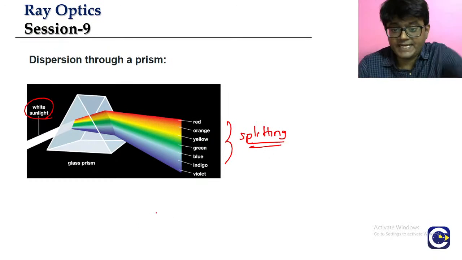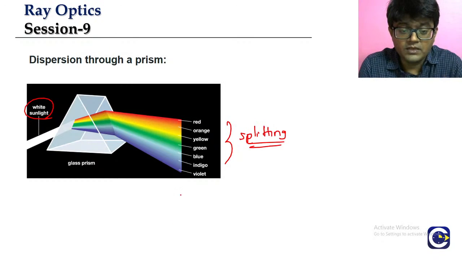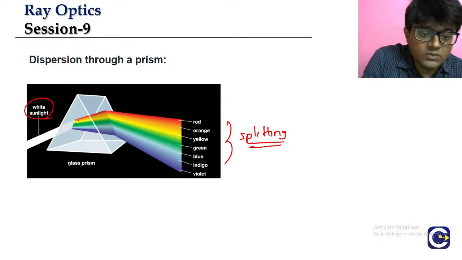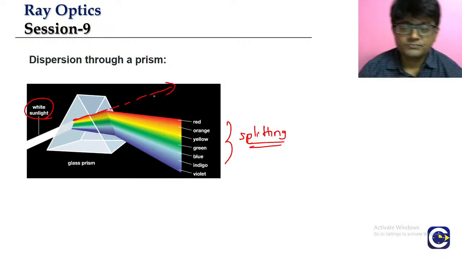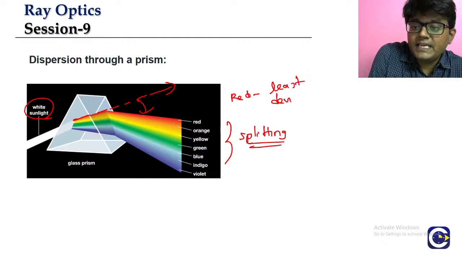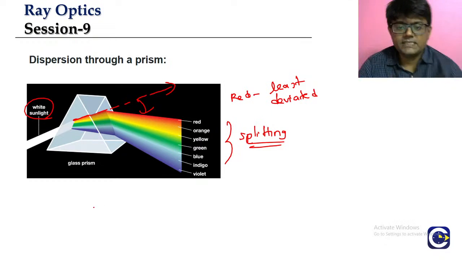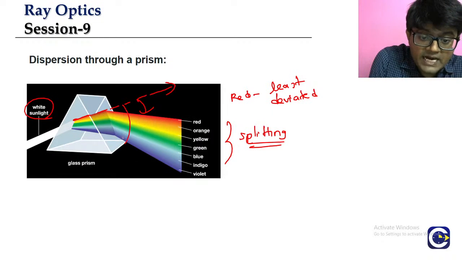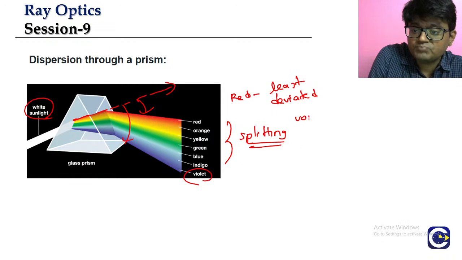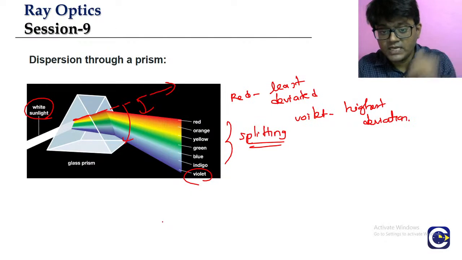And when you carefully observe it, in NEET kind of examinations we can expect these kinds of reasoning questions. How is the splitting happening? This is the original path. From the original path, if you observe, red is the least deviated. That is the original path, and from there, red is the least deviated. Which one has the highest deviation? Violet. Violet has got the highest deviation. Red has got the least deviation.